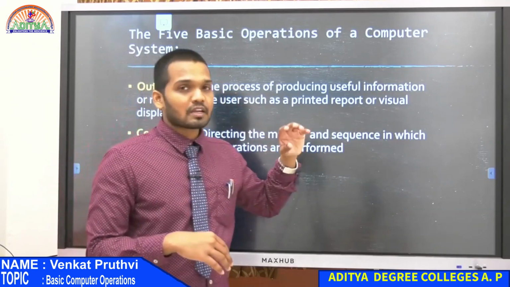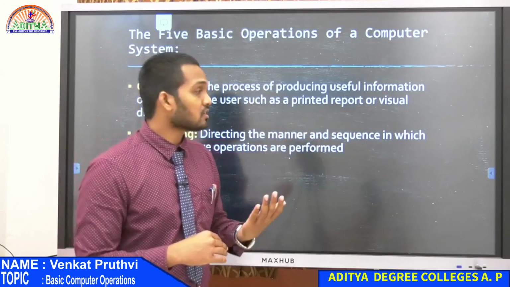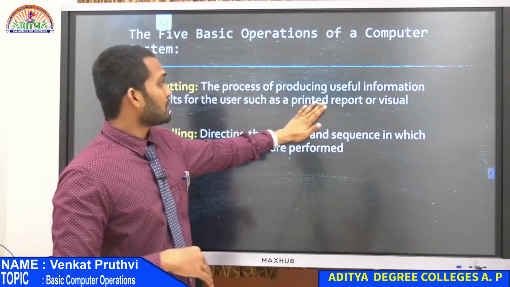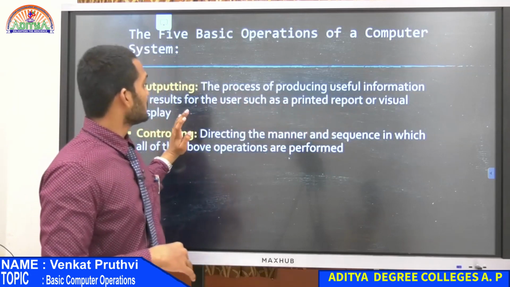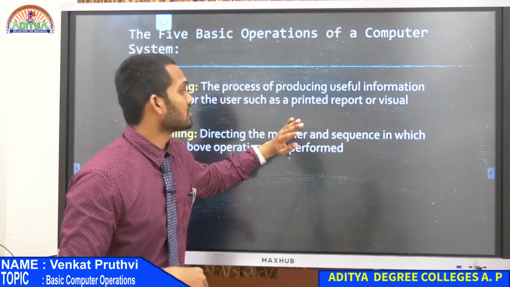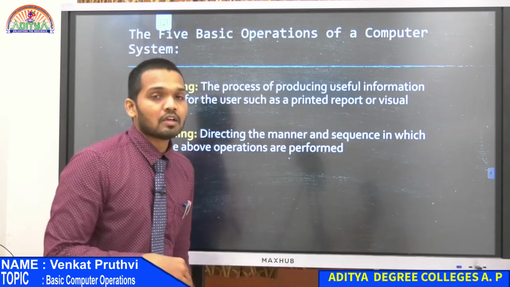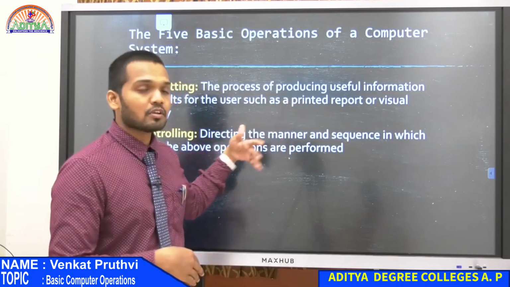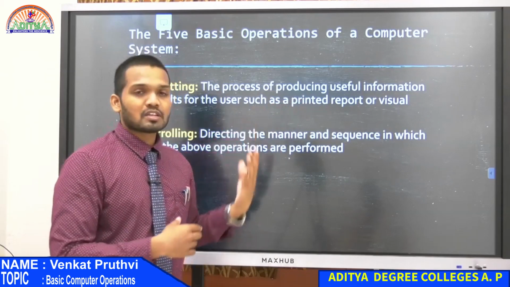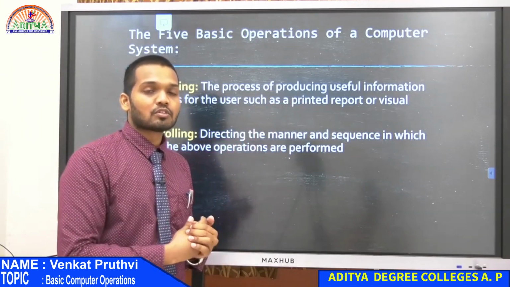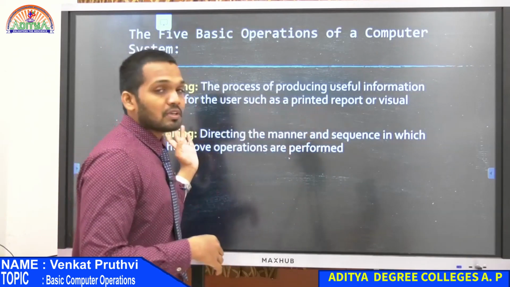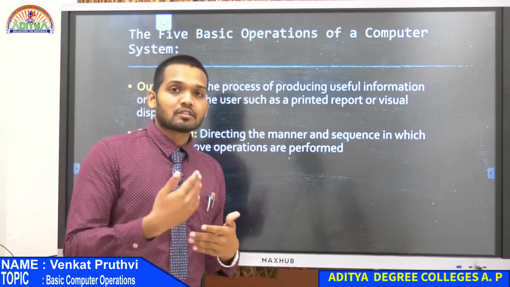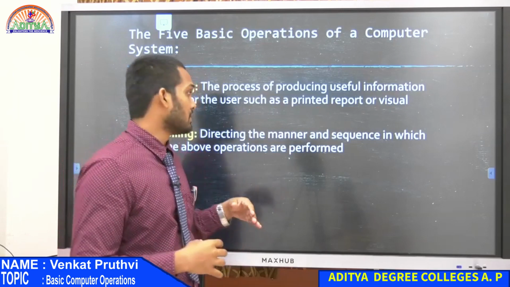Initially, we get some input. That input is stored and processed. Once the processed information is ready, it is sent to the output. Output is the process of producing useful information or results for the users, such as a printed report or visual display. Whatever it has processed, it will give in the form of a printed report or visual display. A printed report is just like your hard copy, where you take a printout, or a visual display is where the CPU is connected to a monitor, and the processed data is available to you.